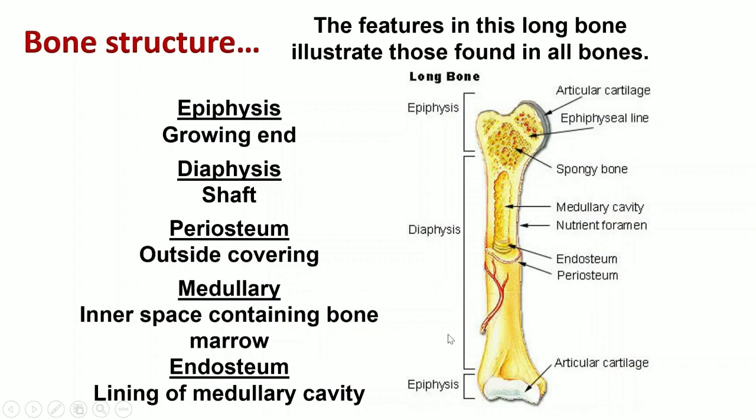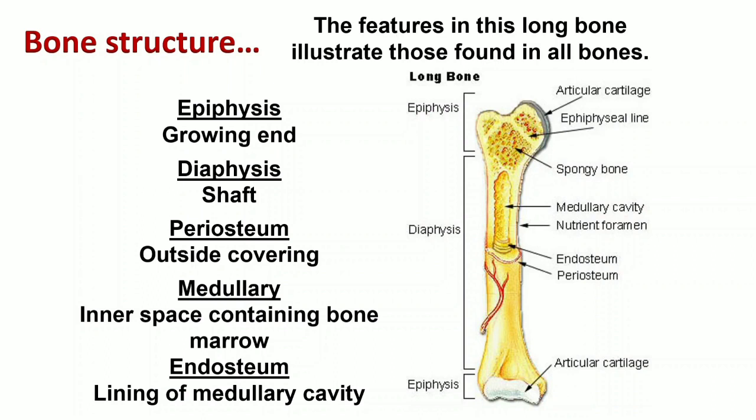Here you can see the different bone structures. Epiphysis, the two extremities where the bone can grow. Then diaphysis, the shaft-like structure of the bone. Periosteum, the outer covering of a bone. Medullary cavity, where the bone marrow resides. And endosteum, the lining of the medullary cavity. This endosteum is composed of soft connective tissue which helps in the healing of different kinds of bone fractures. So these are some of the bone structures.